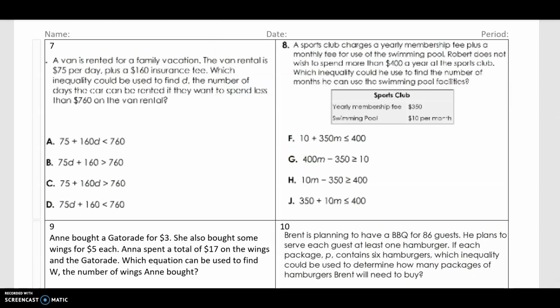So I'm already eliminating this. And then we don't want to spend more than. So this has more than 400, so it can't be that either, right?